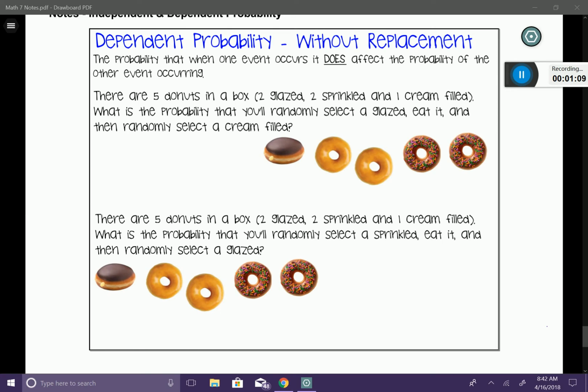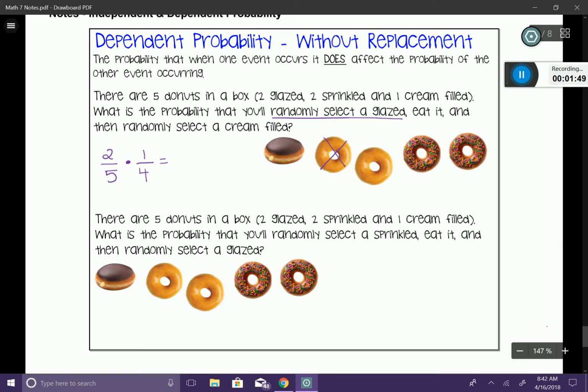The chances of me first randomly selecting a glazed donut: I have 2 glazed donuts, so it's going to be 2 out of the 5 that I have. But now, since I have eaten one of those glazed donuts, it no longer exists. So now I have 4 to choose from. What are the chances that I pick a cream filled? Well, there's only 1 cream filled, so I'm going to choose 1 out of 4 options. See what happened here? My denominator changed. So now let's go ahead and calculate.